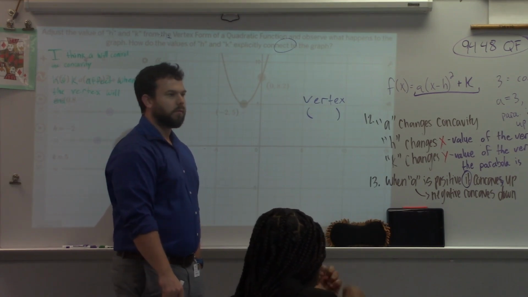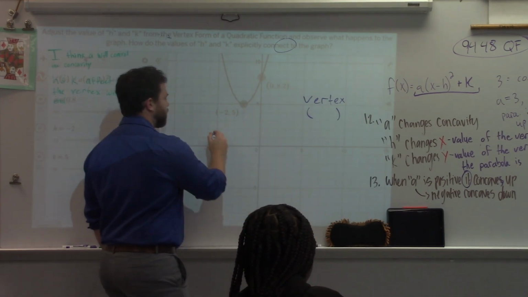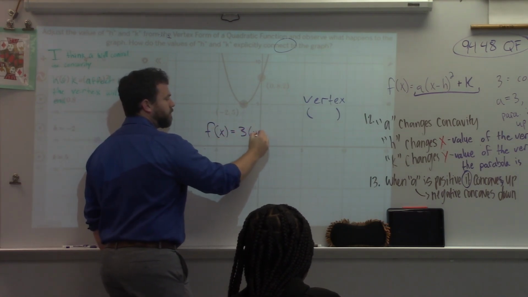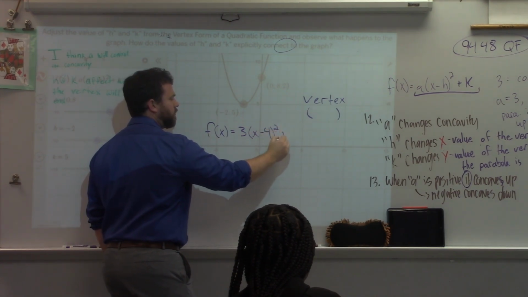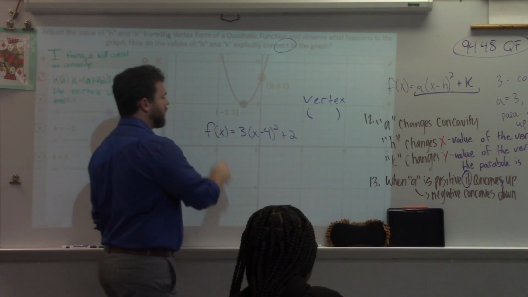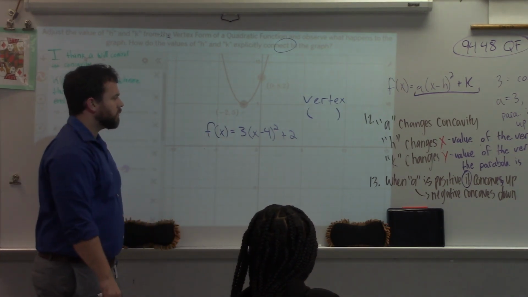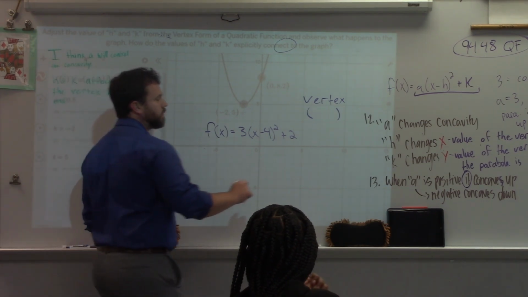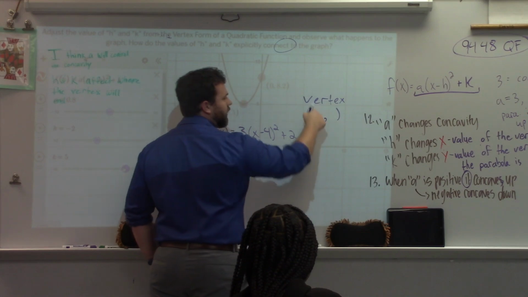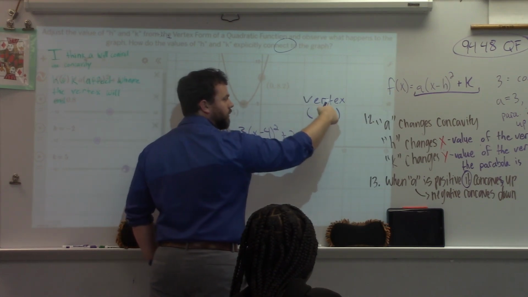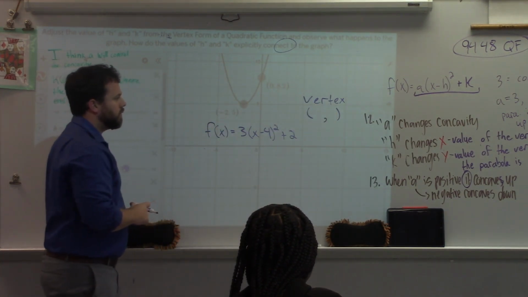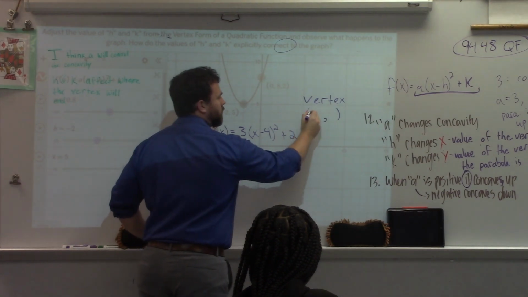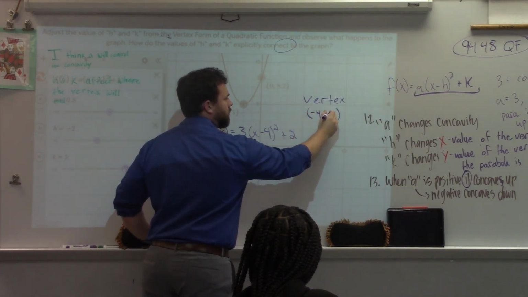Okay, let me do this then. I'm going to make up an equation. Anyone have an idea what the vertex for this one would be? -4 to the second power. So first off, we need two values. We need an x and a y. It's going to be -4 and 2. Yeah, -4 and 2.